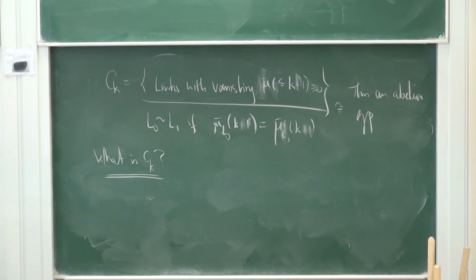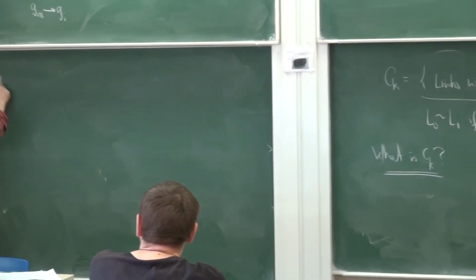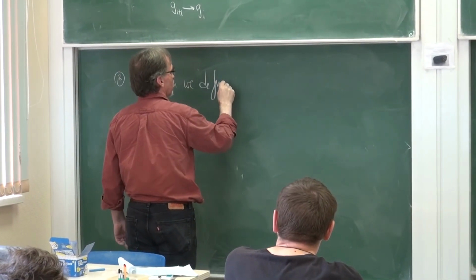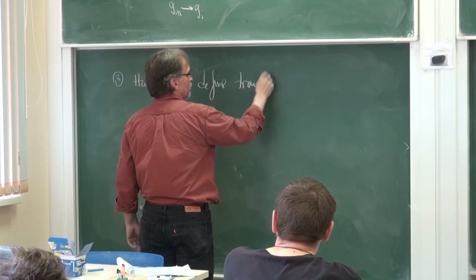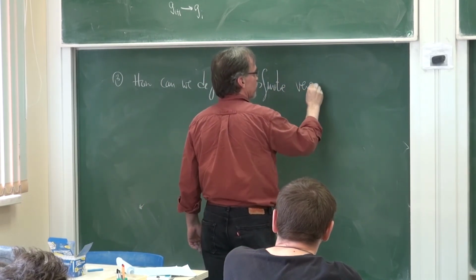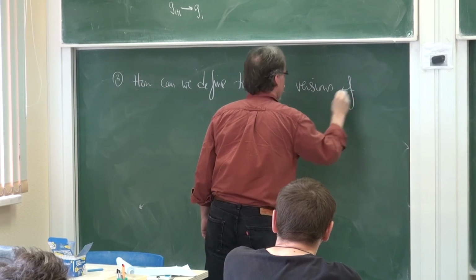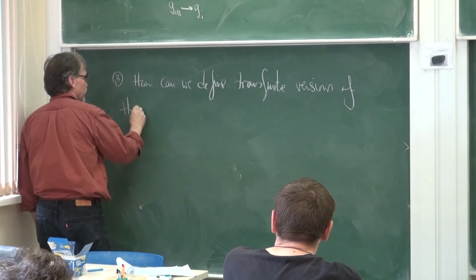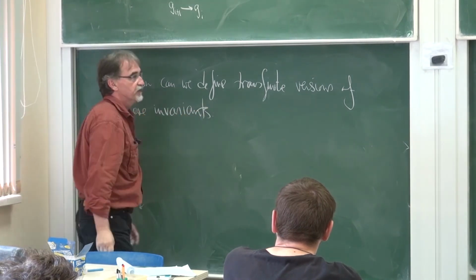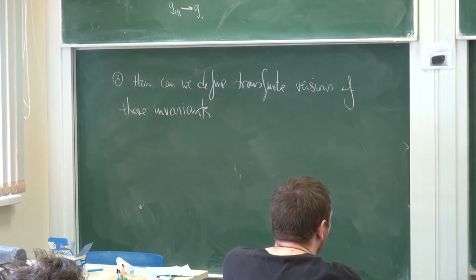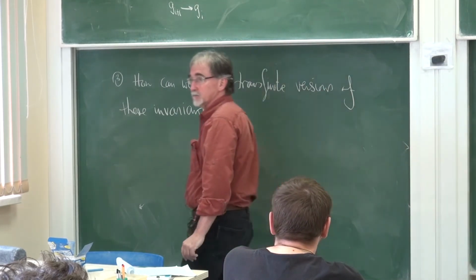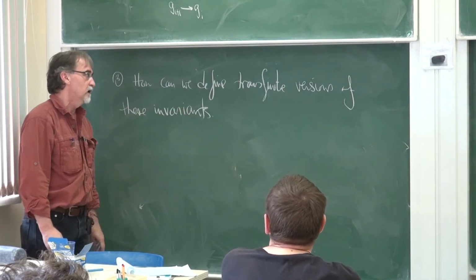The third question that Milnor asked was, how can we define, say, transfinite versions of these invariants? That is, how can we extend them further? There are lots of examples. He gave some examples of links which have all vanishing Milnor invariants, but they're not the trivial link. So what can you say about that?